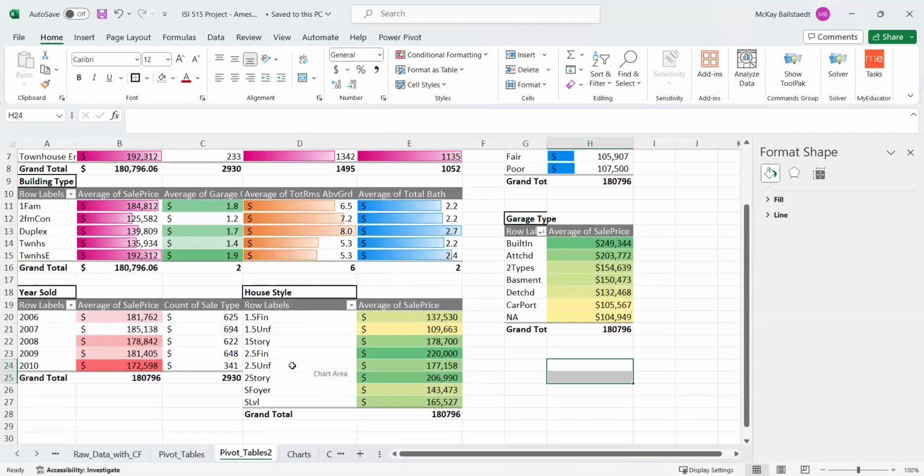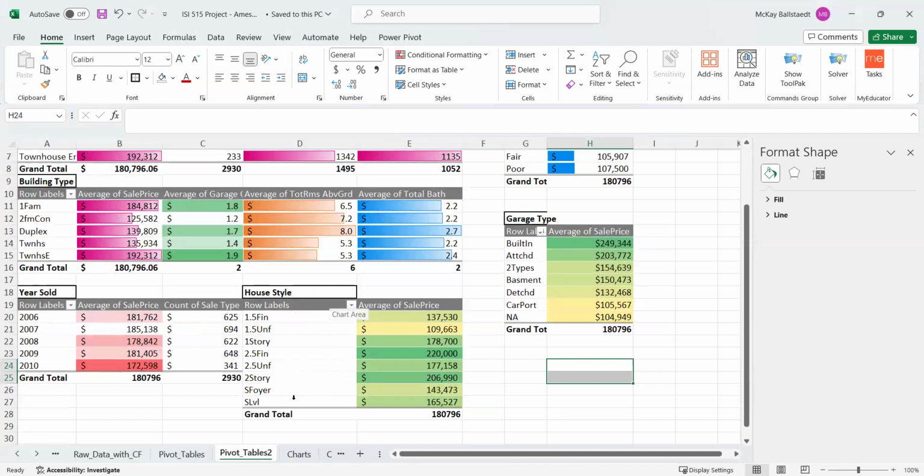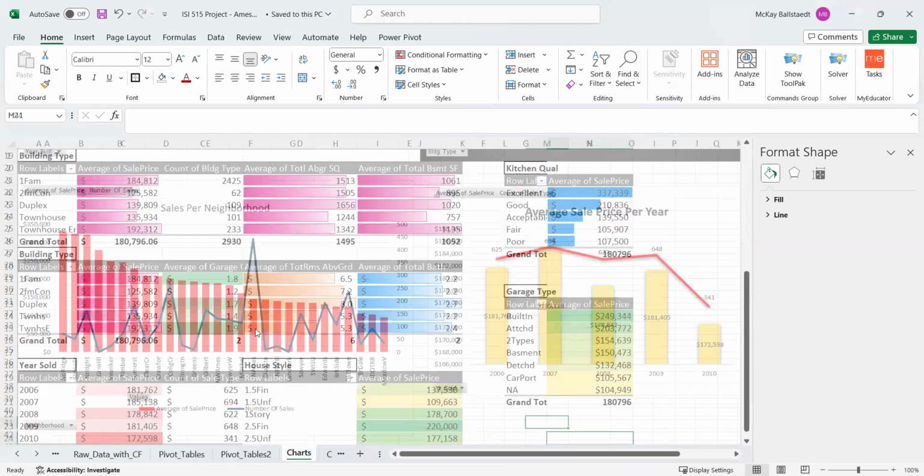This is the roof style right here. Or sorry, this is the house style. So you've got 2.5 finished, 2.5 unfinished. And then garage type and quality. All this information is really good for me to review, and the pivot tables and conditional formatting help me get a good view. And I put the most important data into charts.